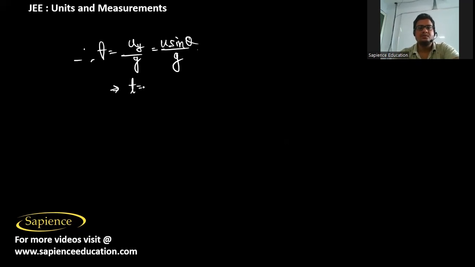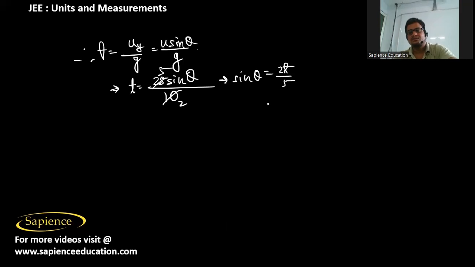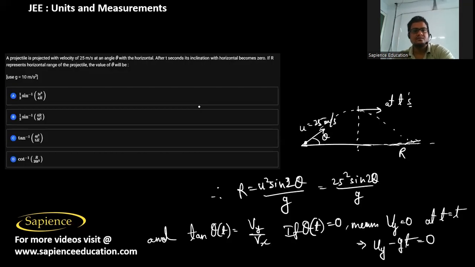Now it means t equals 25 sine theta by g, g is equal to 10. So 5 into 10, 5 5s are 25. So sine theta equals 2t by 5.